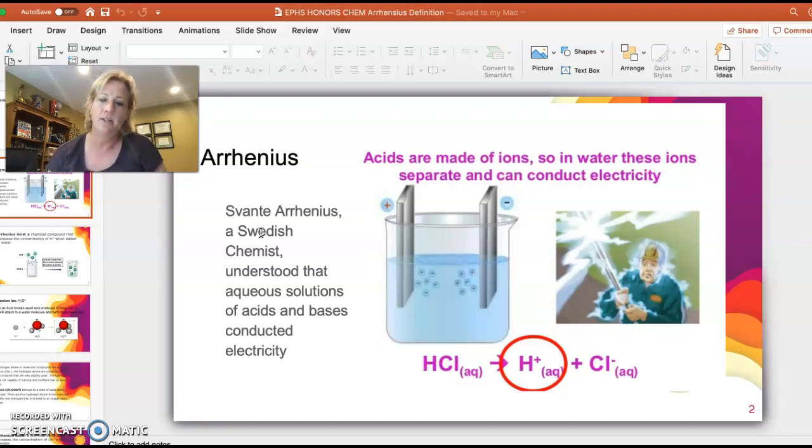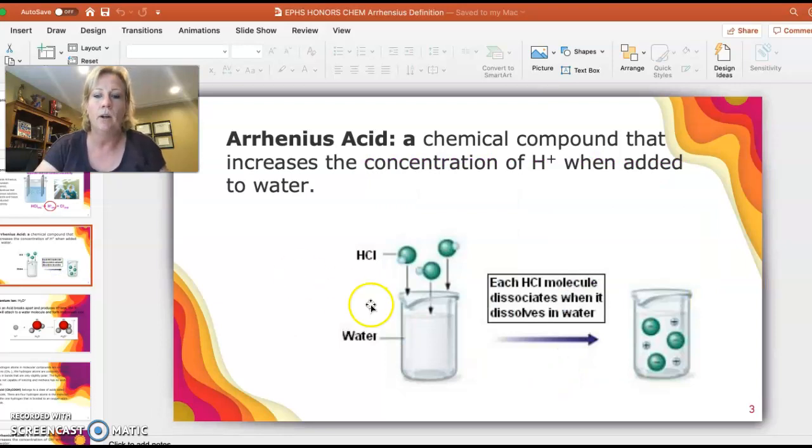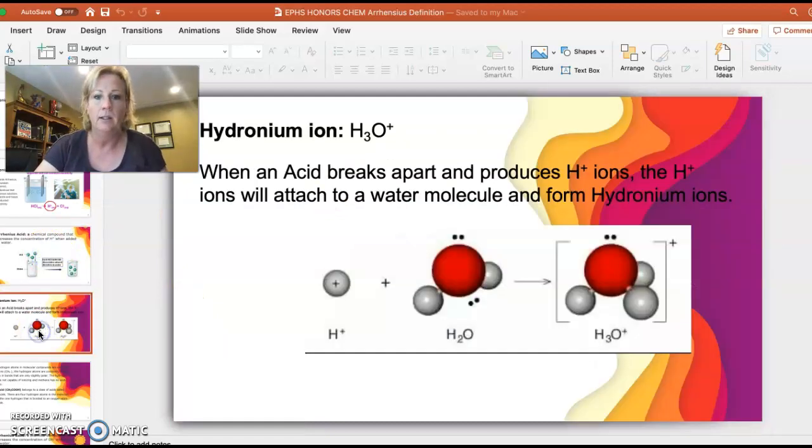So acids. Arrhenius noticed that the acids produced ions, and those ions were able to conduct electricity. So, according to Arrhenius, any compound that will give off those hydrogen ions, which would then increase the concentration of hydrogen ions when added to water, that's what an acid is.